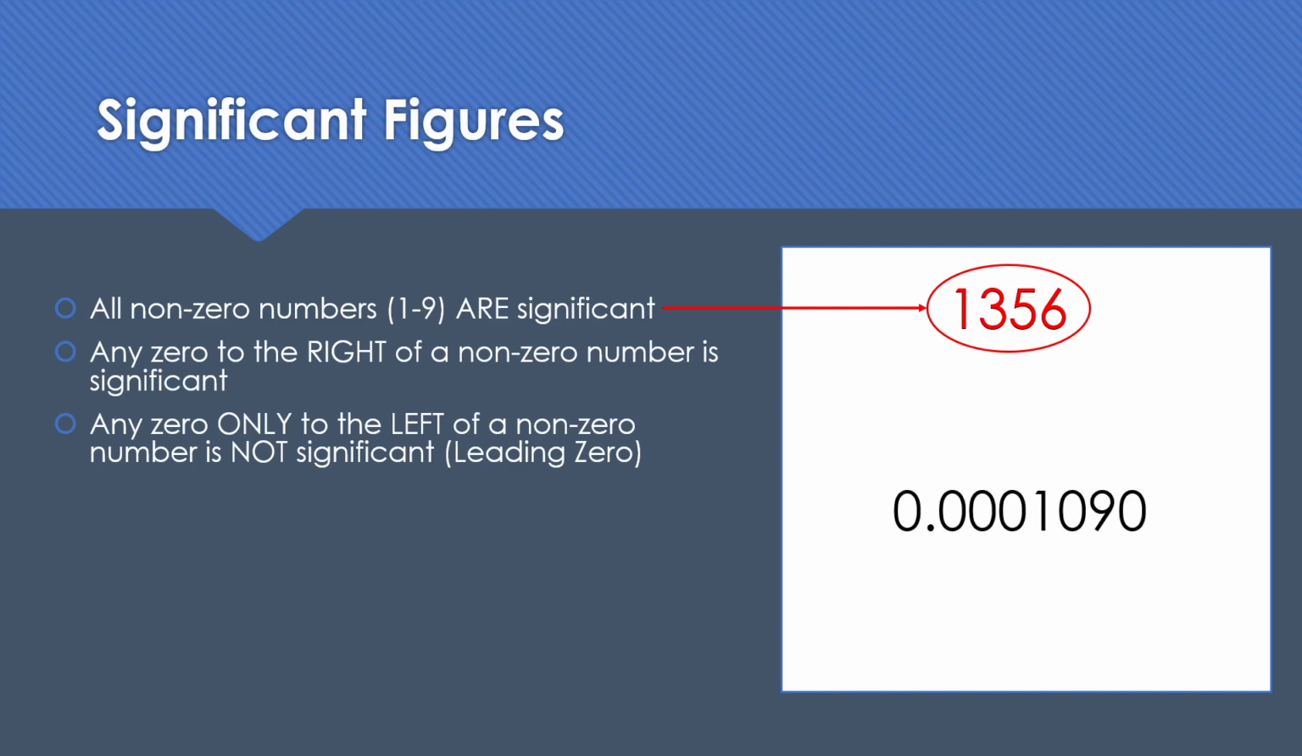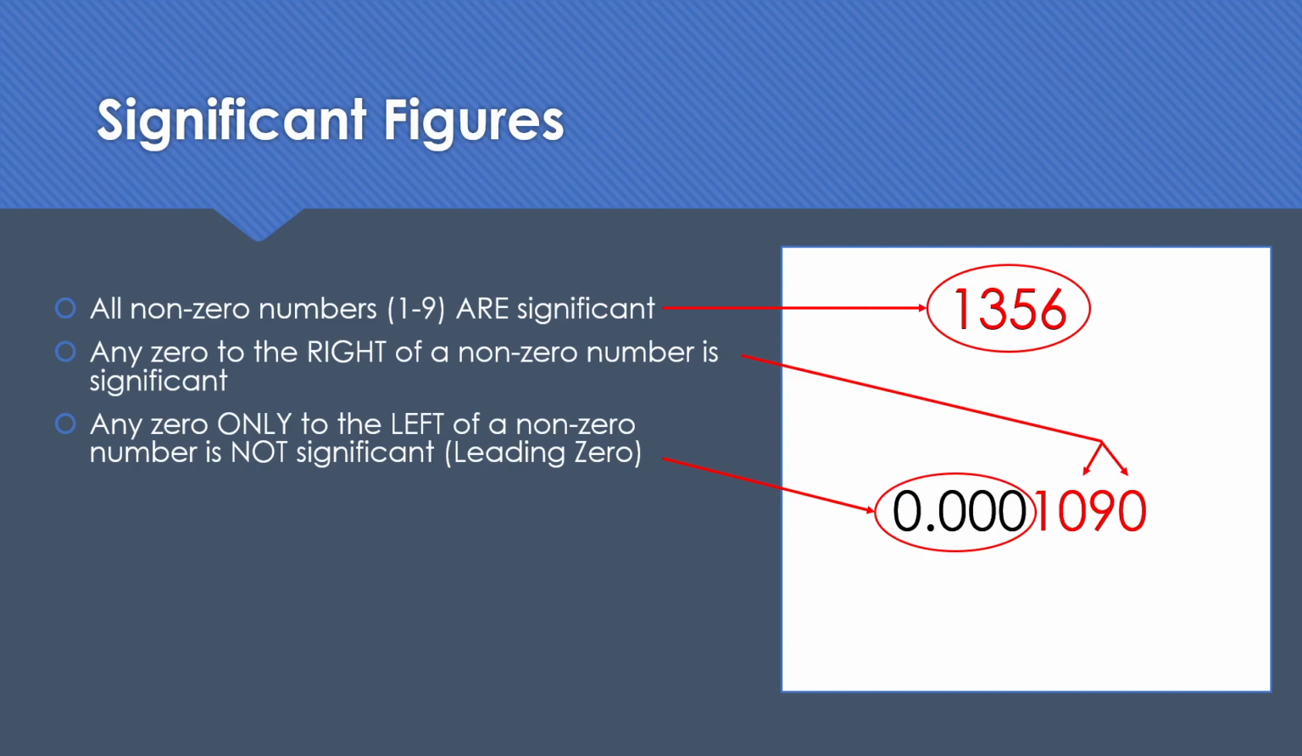The number 0.0001090 has both non-significant zeros and significant zeros. So the first 4 zeros have no non-zero number to their left. They're not to the right of any non-zero number. So we look at that and we say, okay, those first 4 zeros are non-significant. The other 2 zeros are to the right of a non-zero number. So we would say that the first 4 zeros are not significant, but the last 2 zeros are. So this one would also have 4 significant digits.